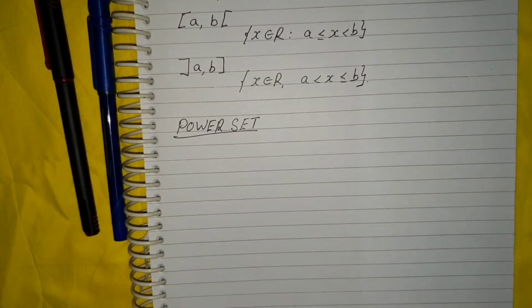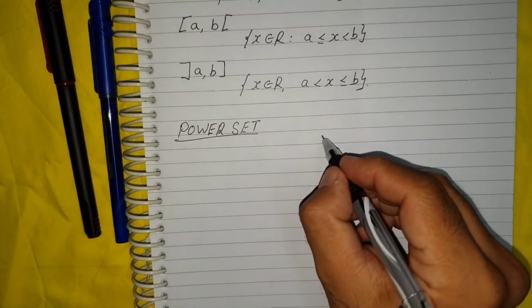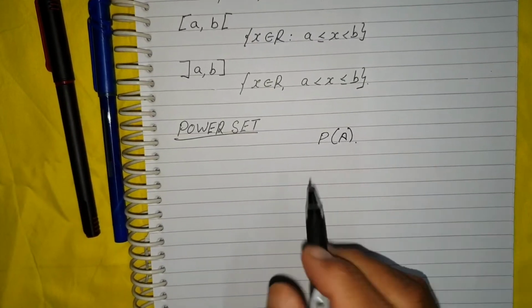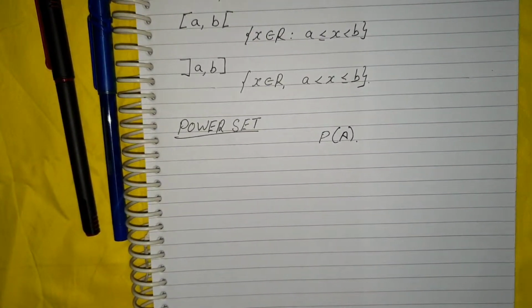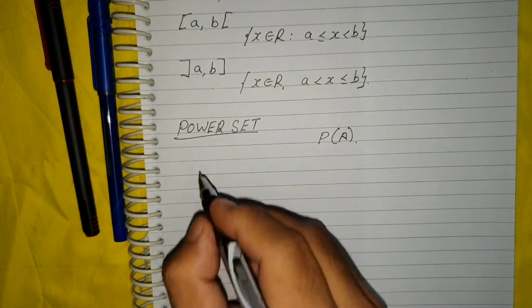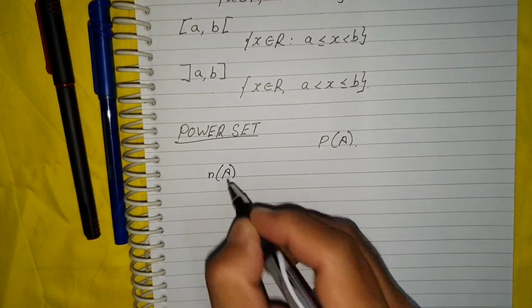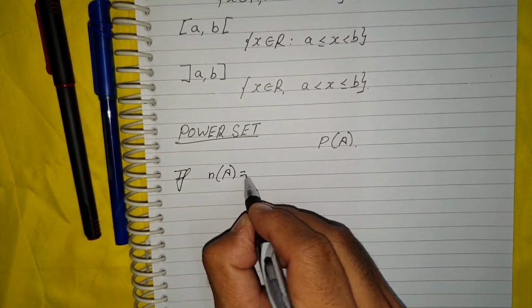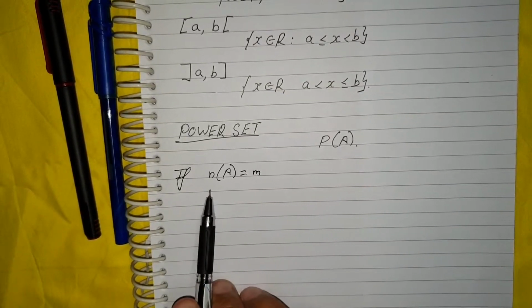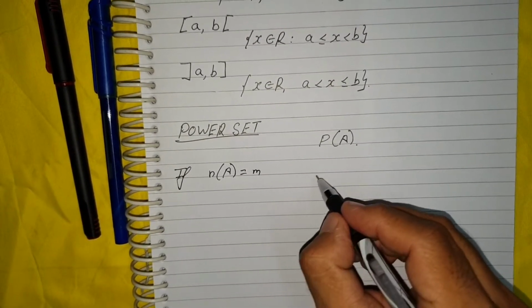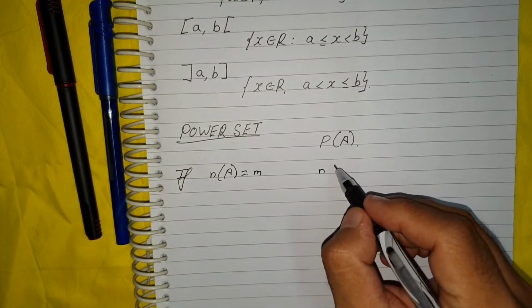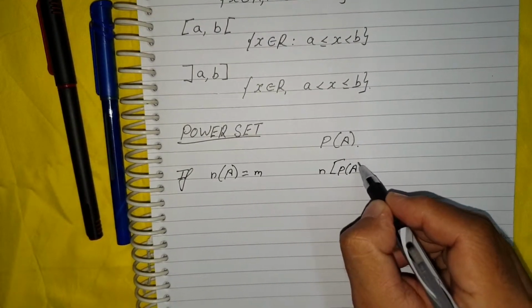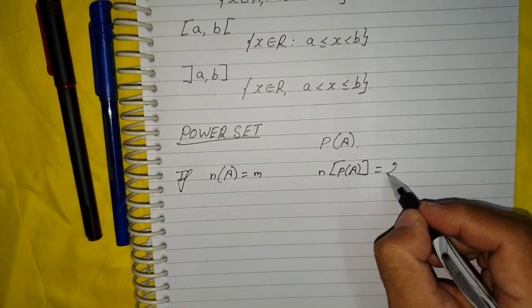Now the next topic is power set. The power set is actually the set of all subsets of a set A. It is called the power set of A, denoted by P(A). The power set is basically a set containing all the subsets of the given set A. Now, as you know, if n(A) is equal to m, means the number of elements in set A is m, then the number of elements in the power set of A will be 2 to the power m.